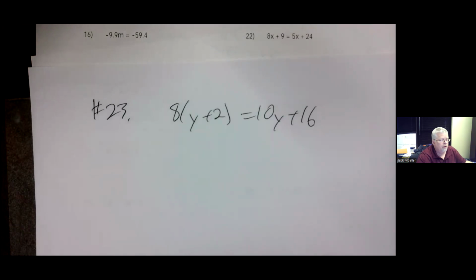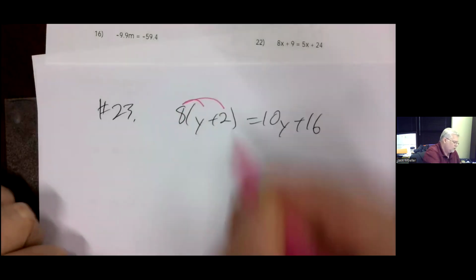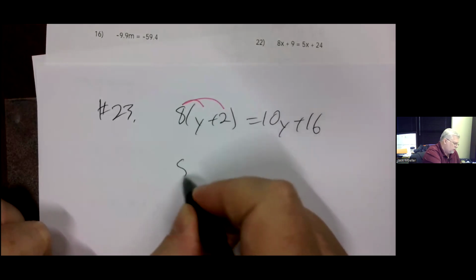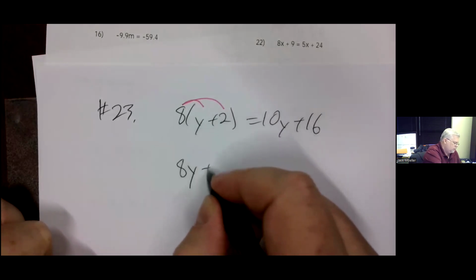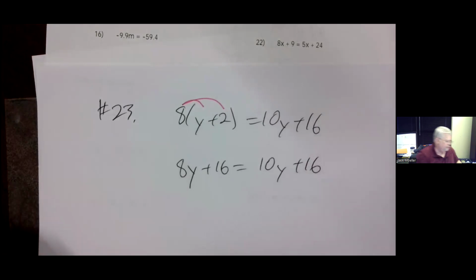Well, hopefully you're looking at that parentheses and saying, no, that's a distribution. Yeah, if you are, correct. So before we do anything else, we need to distribute that 8. So 8 times y is 8y. 8 times positive 2 is plus 16. Equals 10y plus 16.